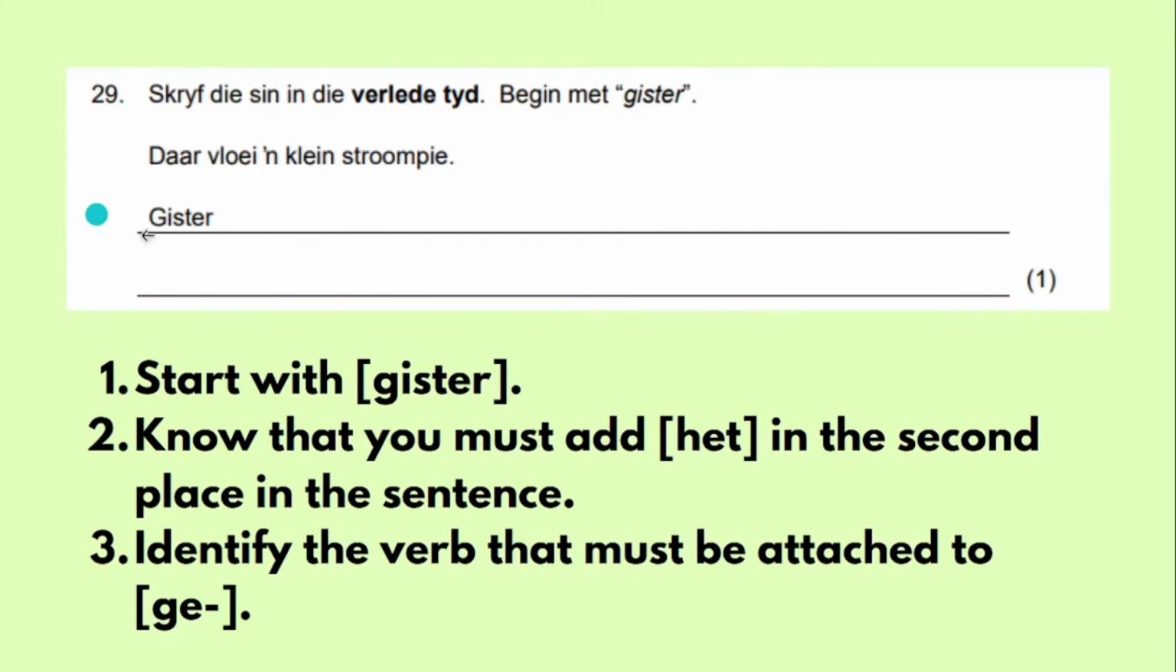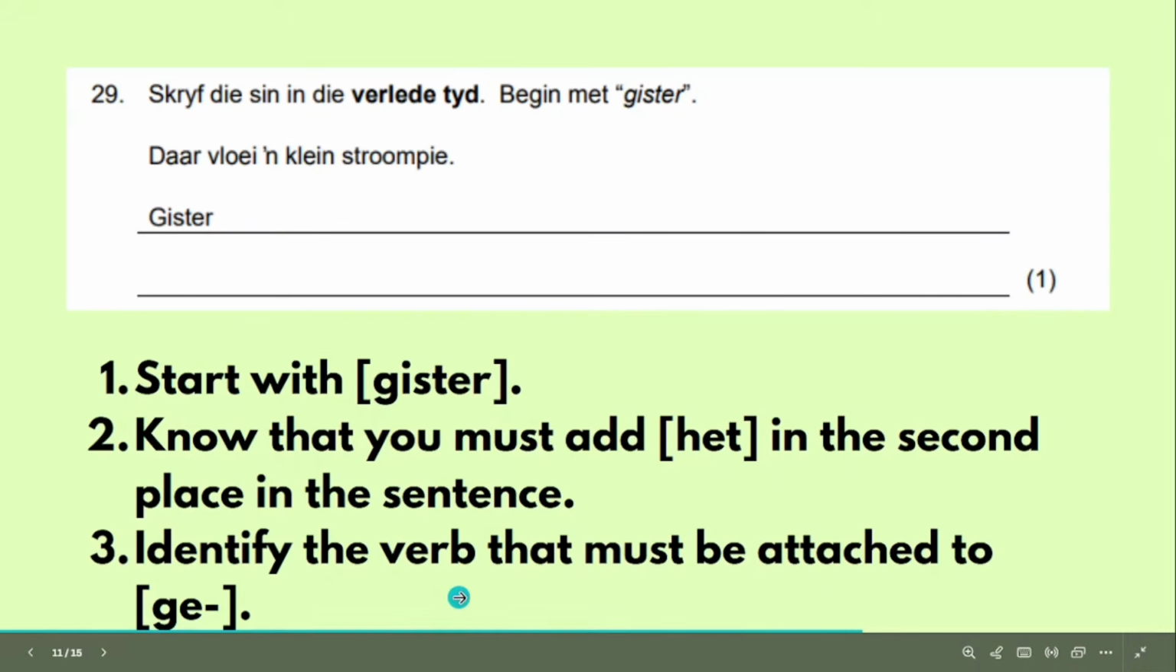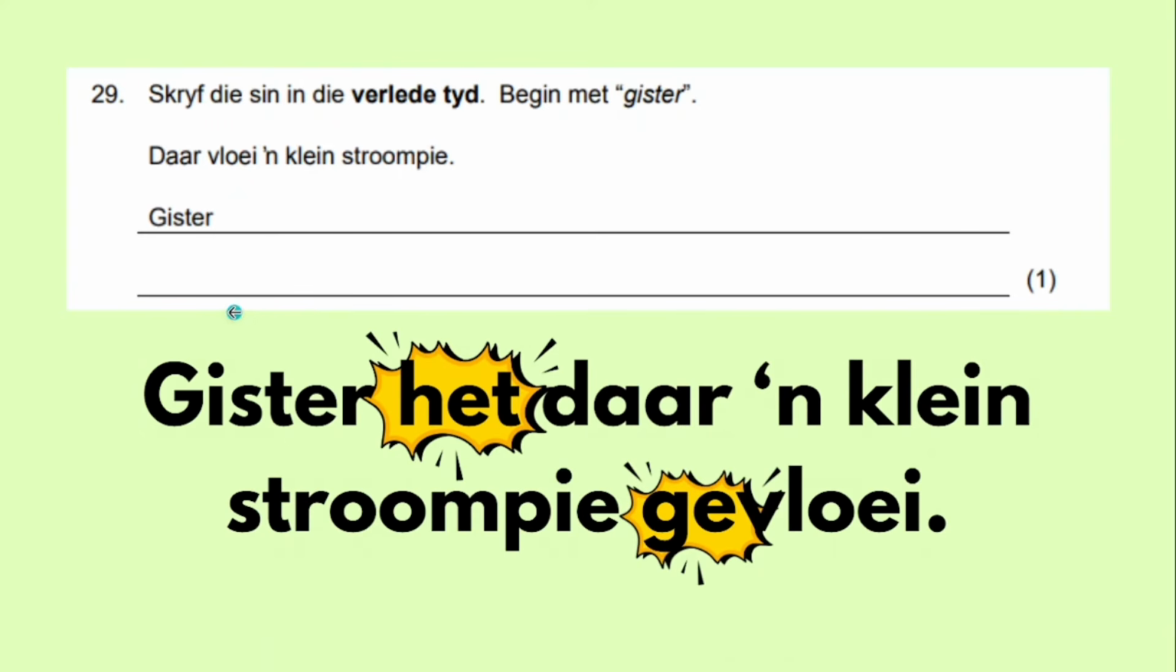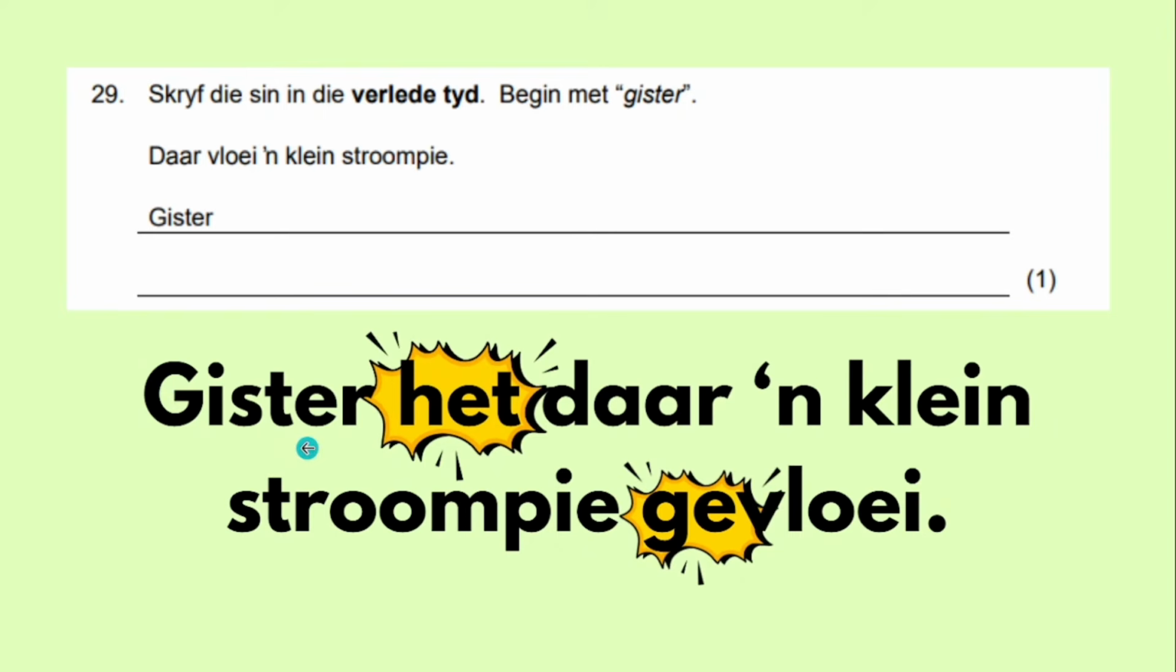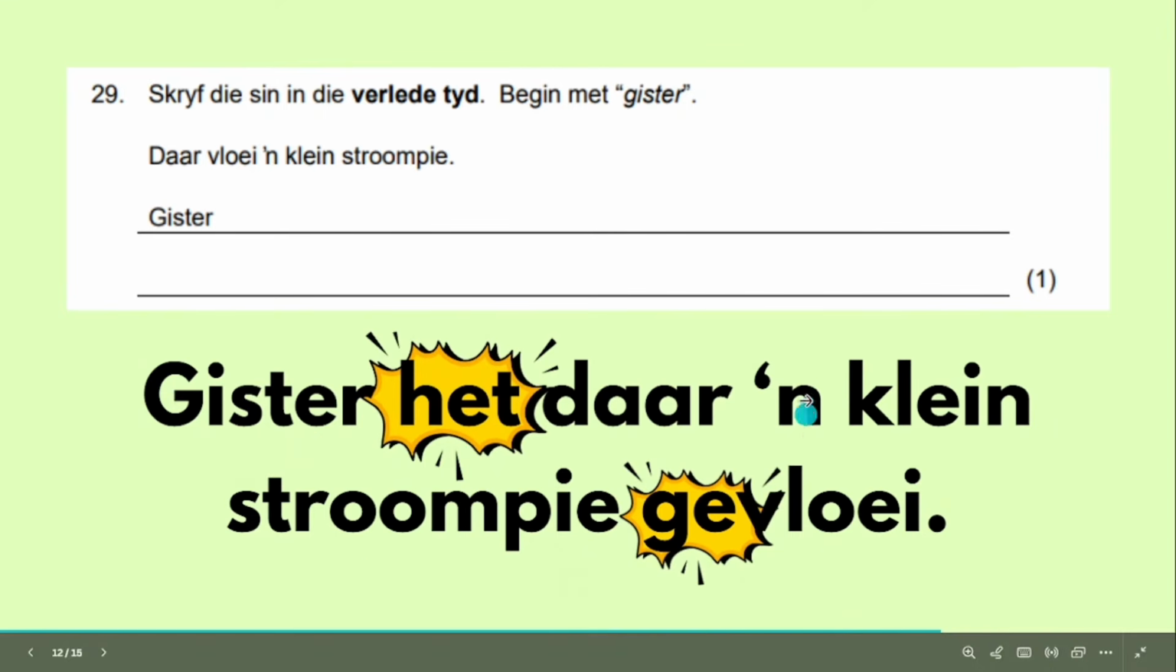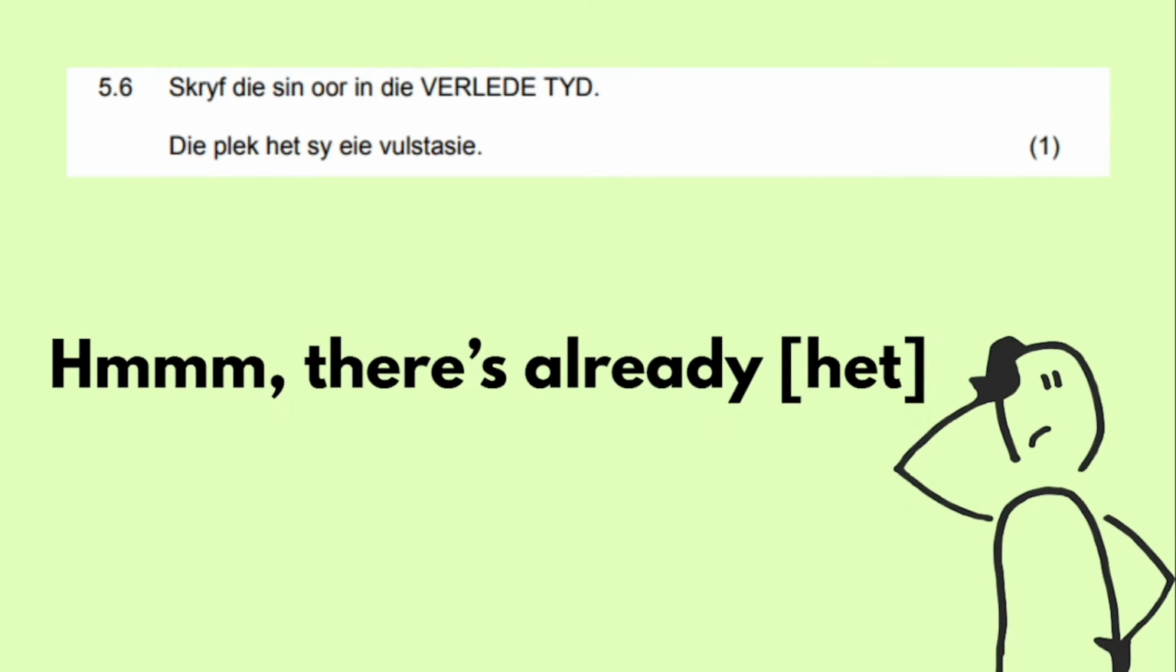All right, so gister is what you must start with. So start with gister. Know that you must add het in the second place in the sentence, no matter what, and identify the verb that must be attached to het and therefore goes to the end, which is vloei. Okay, so now the answer is, gister het daar 'n klein stroompie gevloei. Okay, that is super exciting.